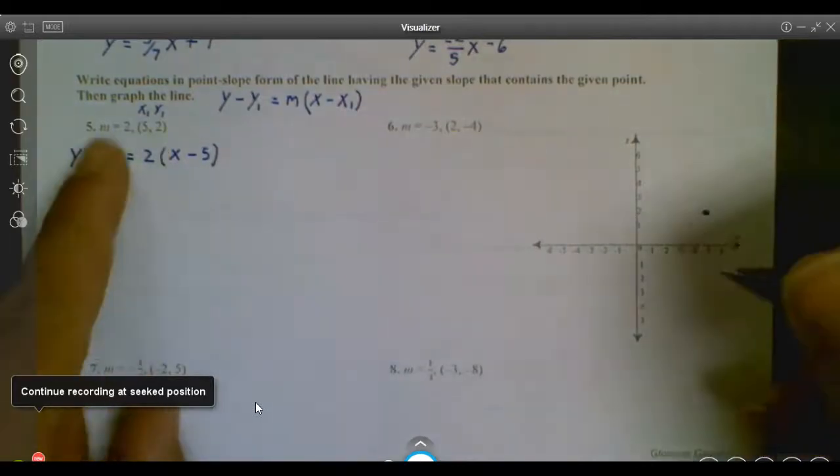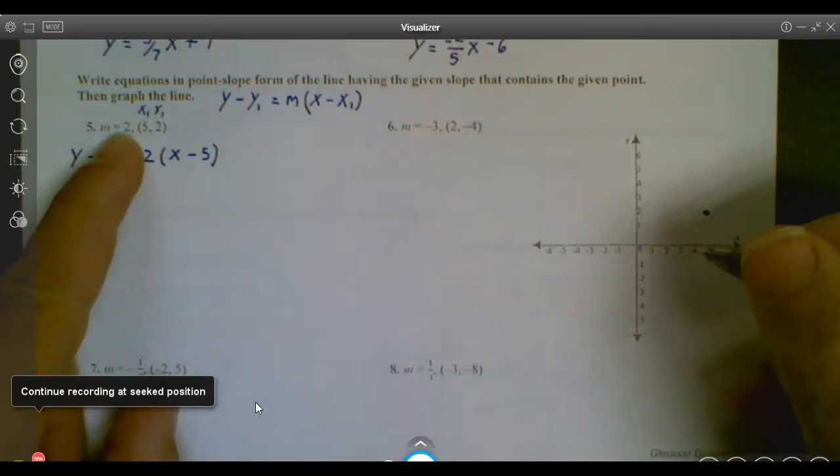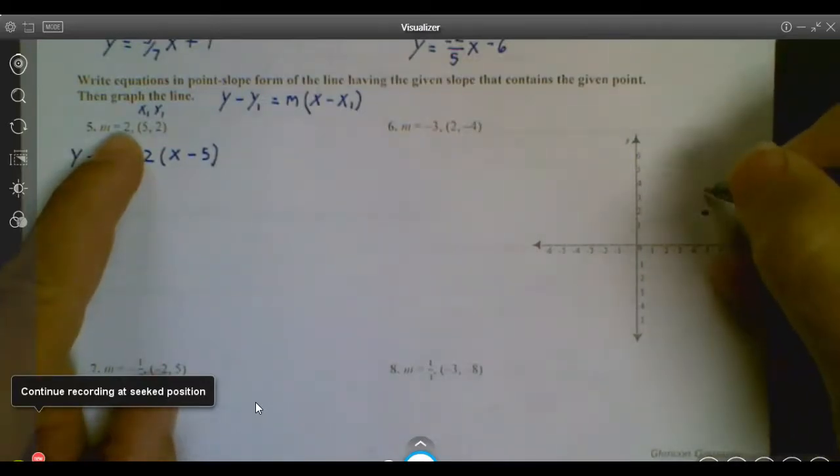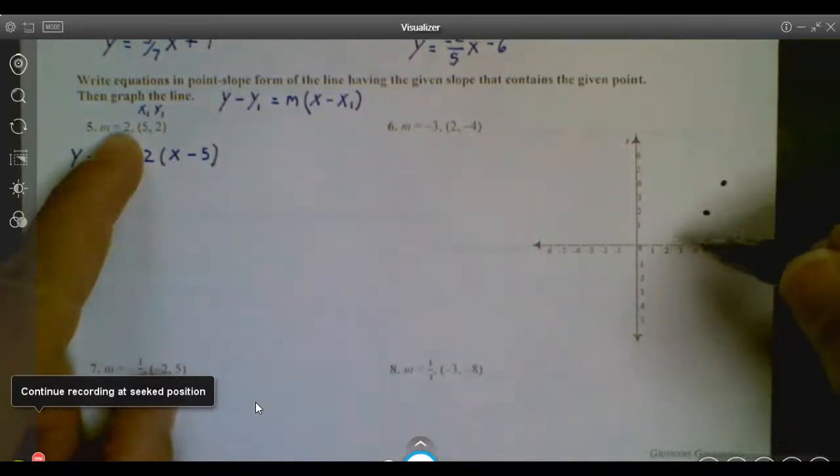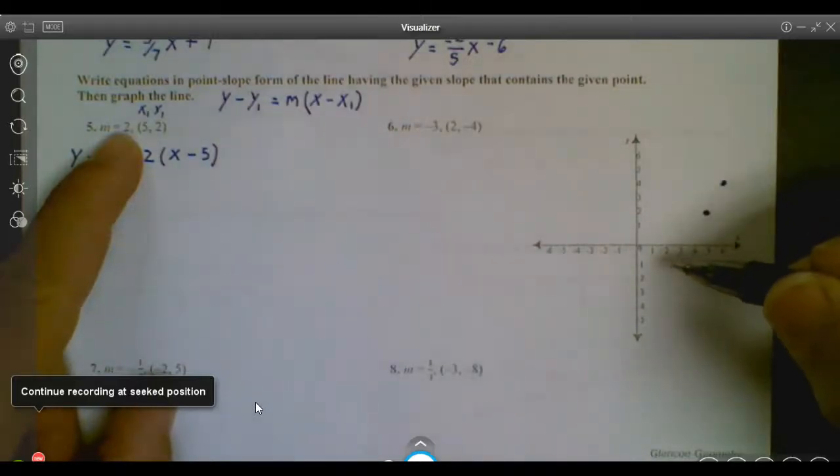And then we just use the slope to tell us where to go from there. So think of this as 2 over 1. So I would just simply go up 2 over 1, and then all we need to graph that line is 2 points. So just draw a line through those 2 points, and you have your graph.